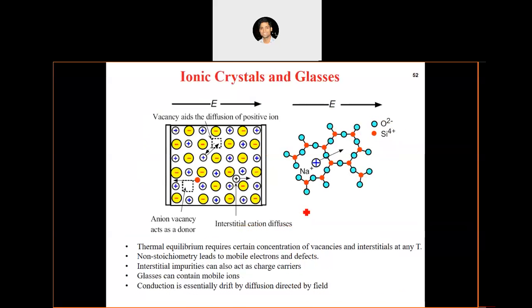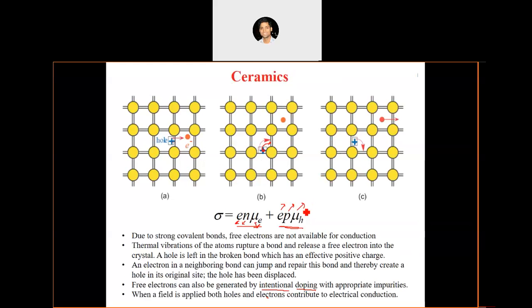Another class of material is also there, but we are not going into too much detail, because we will have a separate chapter on semiconductors, so we will discuss these things in much more detail in the chapter afterwards. But here I just wanted to give you a flavor of how electrical conductivity can happen in ceramics, where there are very few free electrons.